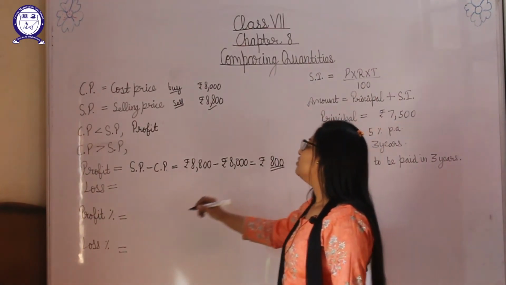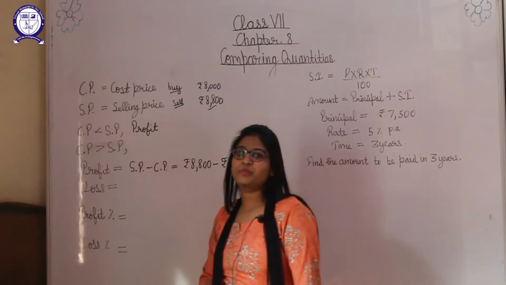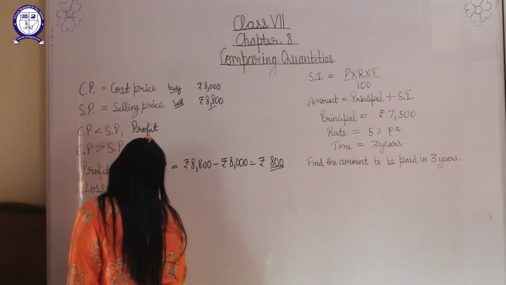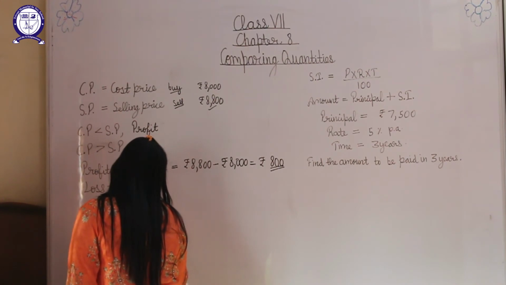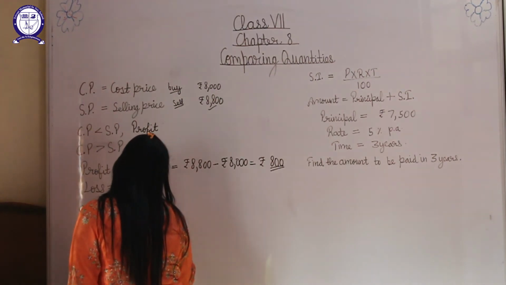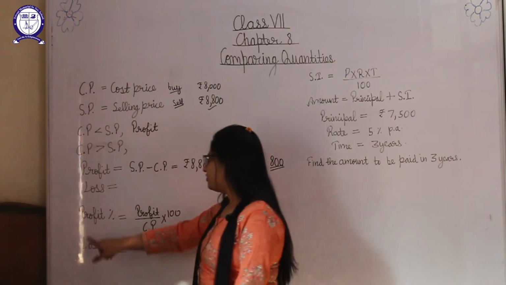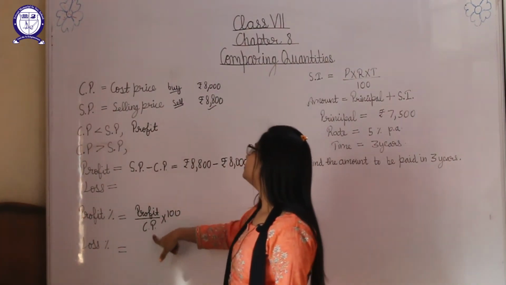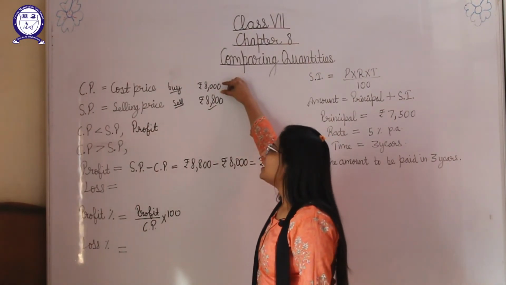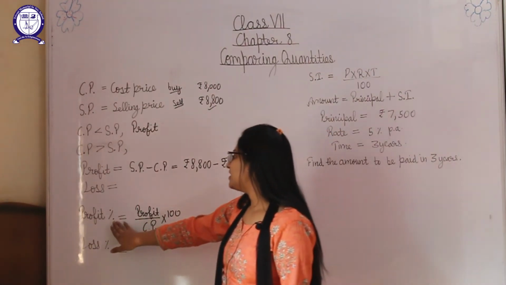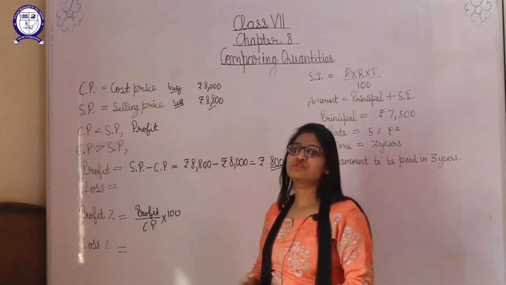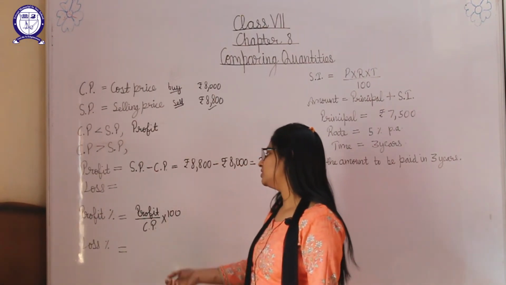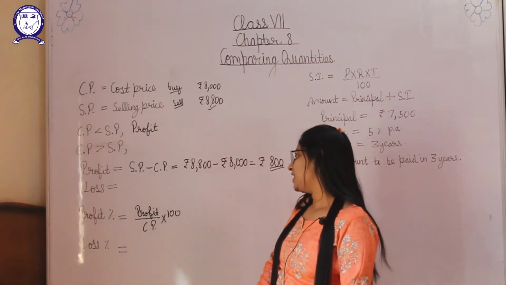Okay. Now if you are asked about profit percentage also, what is the formula for profit percent, students? Profit divided by CP multiplied by 100. As we are finding profit percent, there will be profit, and profit is always divided by CP, not SP. We will divide by CP. And as we are finding the percentage, I told you earlier also that whenever we have to find the percentage, we multiply that with 100. So profit by CP multiplied by 100.